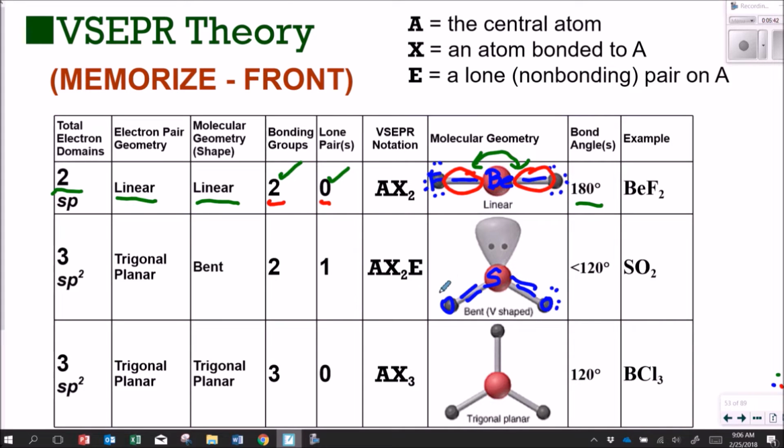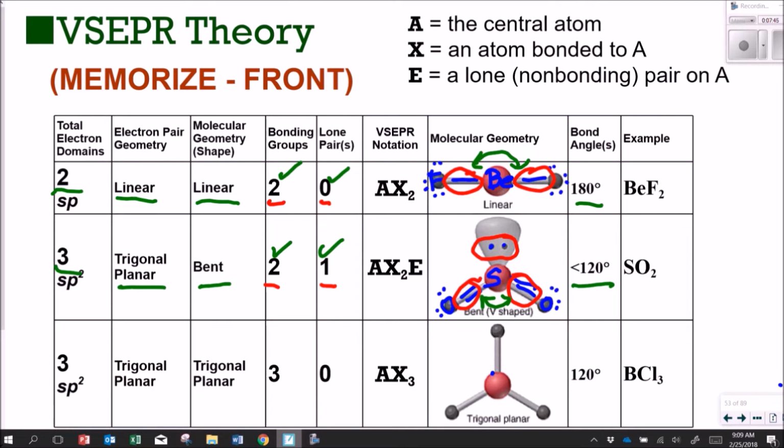For sulfur dioxide, I draw the Lewis structure. It looks like this, with a lone pair. I count the number of bonding groups. I have 1, 2 bonding groups. Remember that double bonds count as one bonding group. I have 1 lone pair above the central sulfur, and the lone pair reduces my bond angle to less than 120 degrees, and that matches a bent molecular geometry. For the electron pair geometry, I count the total number of electron domains. So I have 2 plus 1 is 3, and that matches trigonal planar for the electron pair geometry.